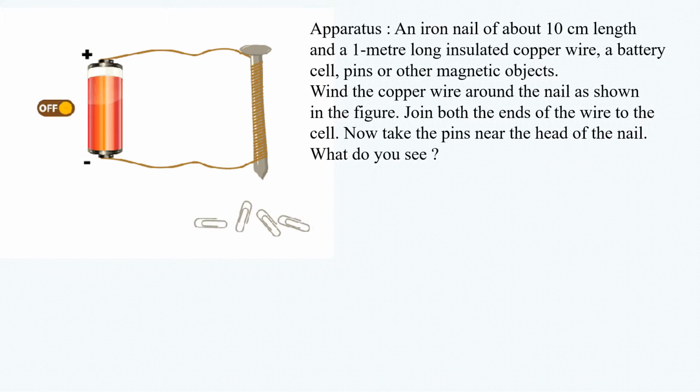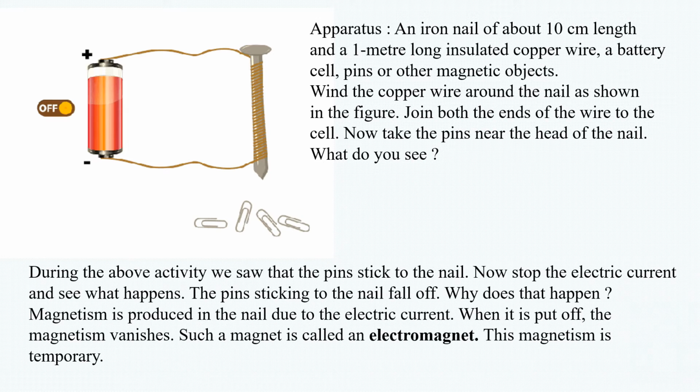So here we are doing this experiment. Very simple. You have to take one nail. You have to tie a copper wire on it, and you will have two ends of the copper wire. You should take a battery and place both the ends of the copper wire, one on the plus side and one on the minus side of the battery. You will notice that if you take a few pins towards the nail, the pins will get stuck to the nail. Now why is this happening?